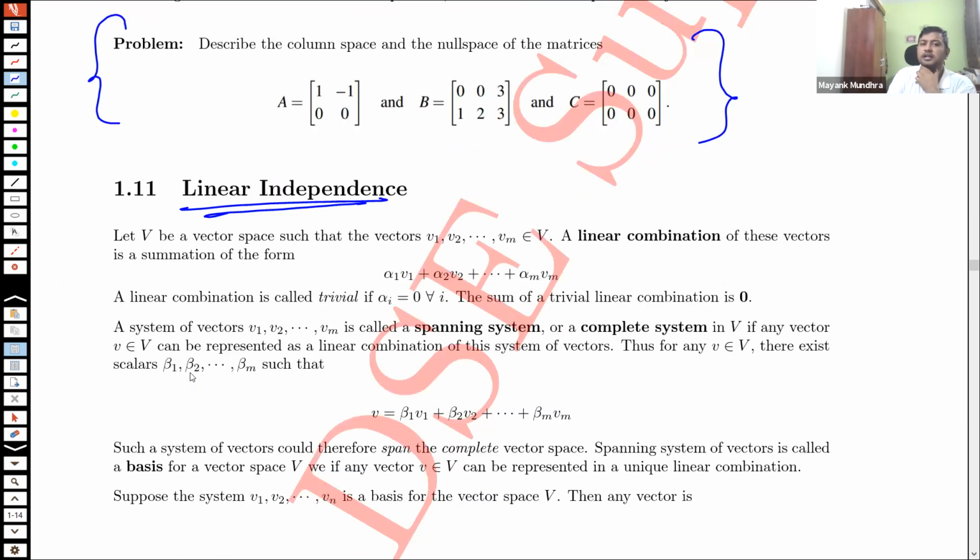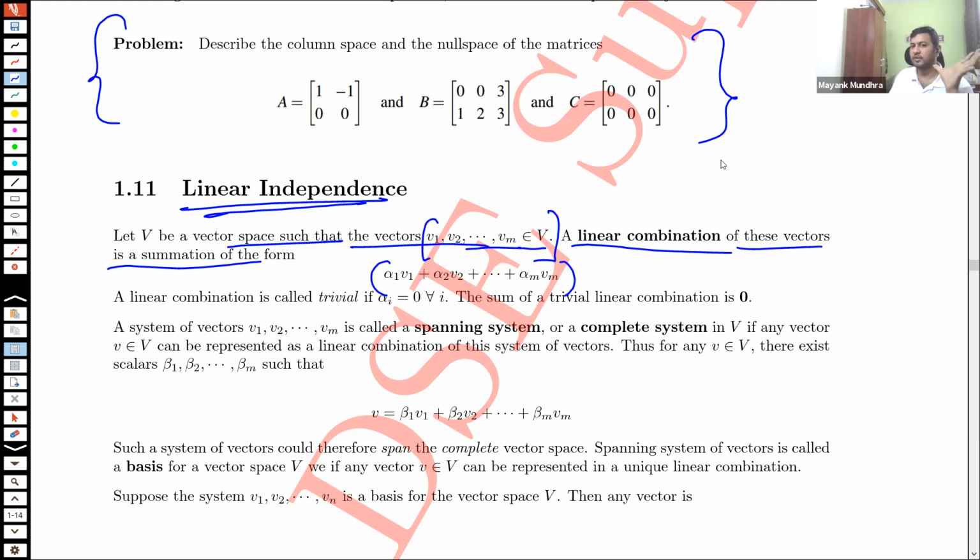But linear independence has to be formally defined. So the definition is: let V be a vector space such that vectors V1 to Vm belong to this capital V. A linear combination of these vectors is a summation of the form summation alpha_i V_i. This linear combination is called trivial if all the alphas are 0. The sum of a trivial linear combination has to be 0.